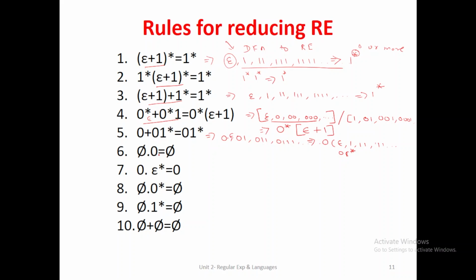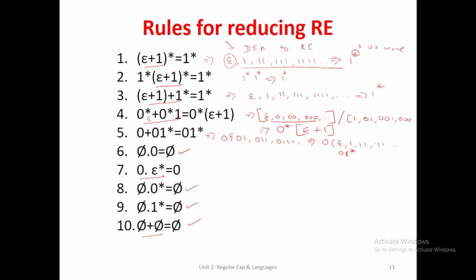Pi means null set. So if you concatenate any symbol with pi, the answer is pi. So the eighth rule is also the same thing. Either if you combine 0 or 0 star or 1 star, anything, if you combine it, the answer is pi only. And pi or pi is also pi. So these are all the rules related to pi.